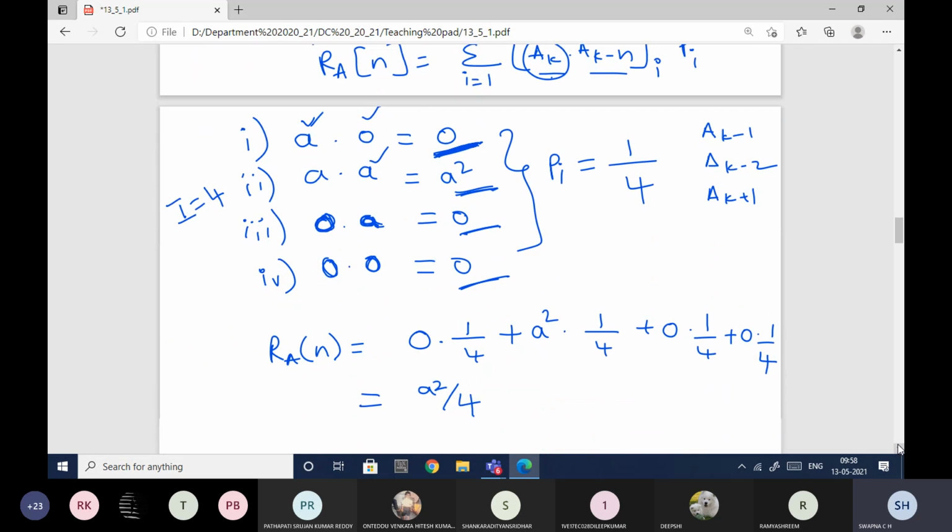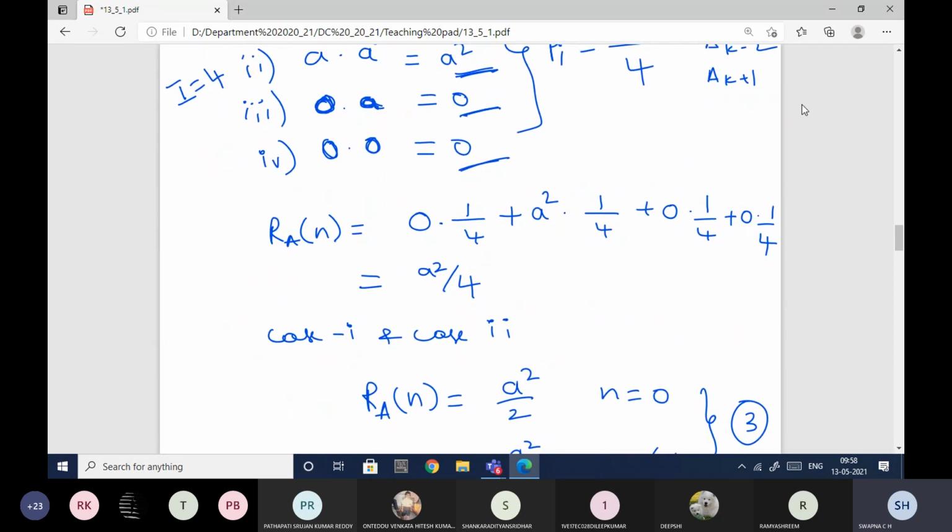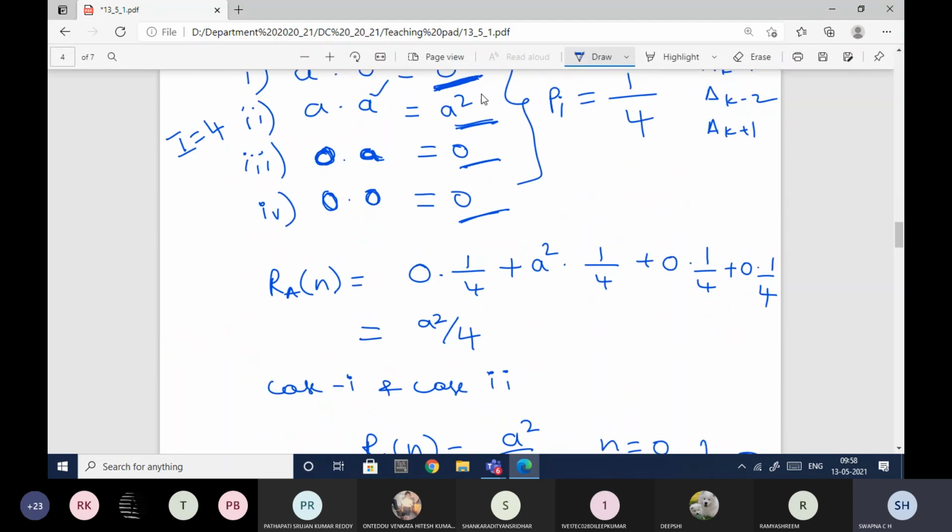Now again I need to find Ra of n. So I have taken the product terms: 0 into 1 by 4 plus A square into 1 by 4, 0 into 1 by 4, 0 into 1 by 4.